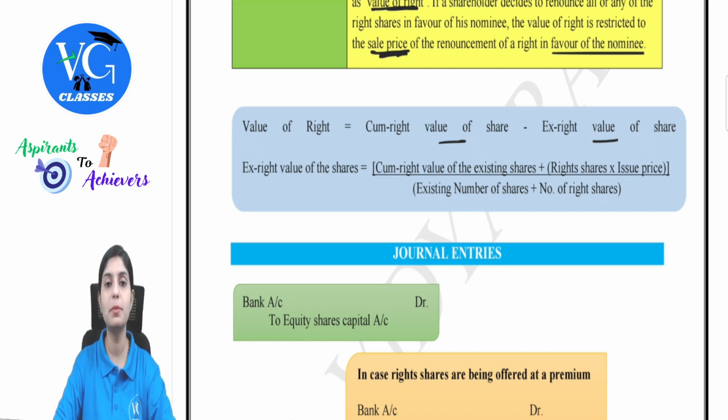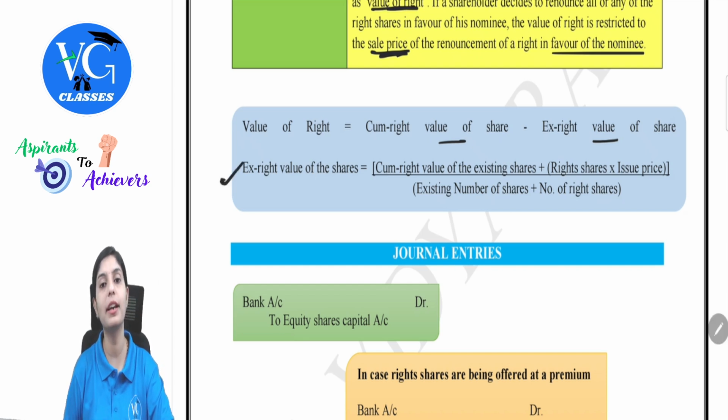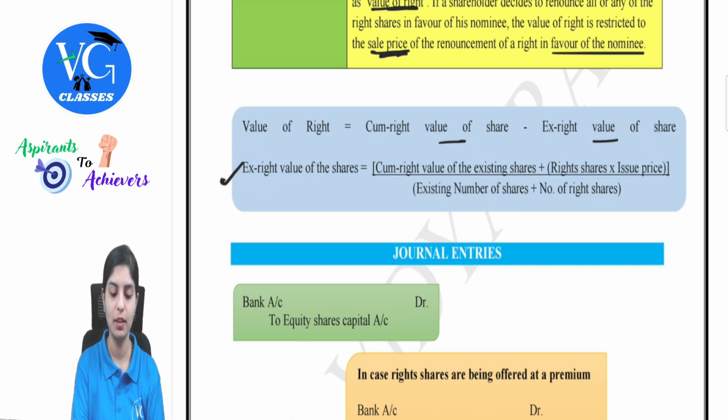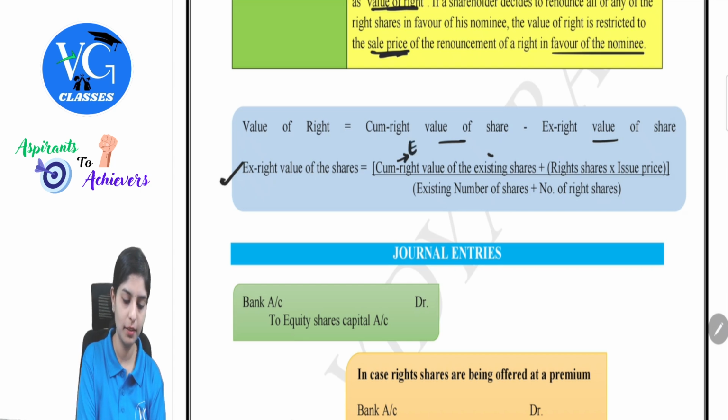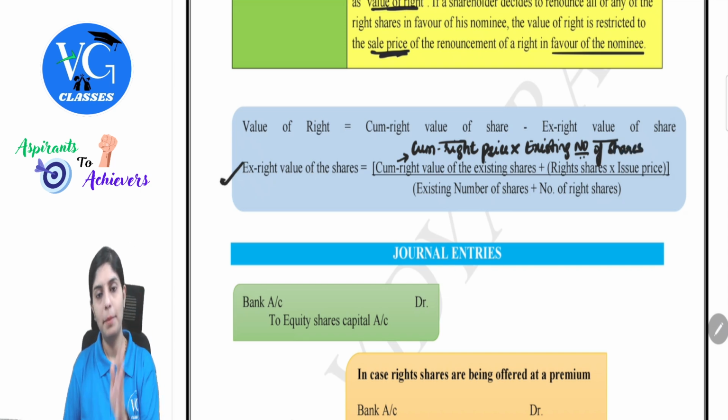Next, sometimes the questions may ask you to calculate ex-right value of the share. That is nothing but the market price of the share after the right issue. How do we find that out? Cum-right value of existing shares, that is market price before the right issue, multiplied by existing shares. We write this as cum-right price into existing number of shares, plus right shares into right issue price.